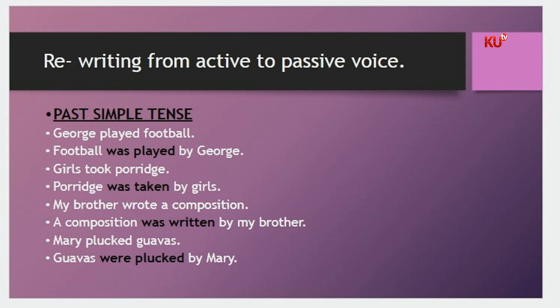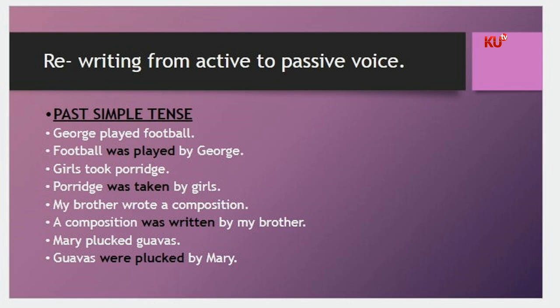The last sentence, Mary plucked guavas. Mary plucked guavas. When we change to passive voice, we start with the object, which is guavas. Then the verb, guavas are many. Guavas were plucked by Mary. So in our case, Mary is the subject, so the subject becomes the last one. The object, which is guavas, starts, and our verb, plucked, changes to past participle form. So guavas were plucked by Mary.